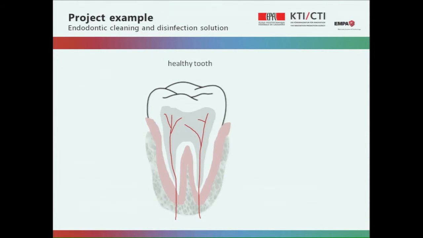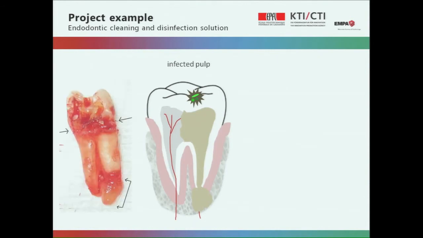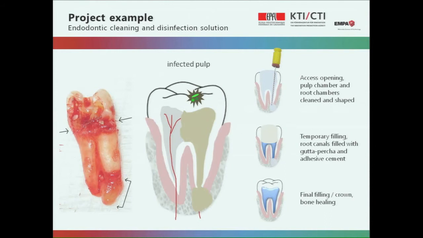Here, I just show you a healthy tooth. It has a structure like this. But when the tooth is infected, especially down in the endodontic root canal, a biofilm can be formed. Here I show you this biofilm formation. The normal treatment is you have to open the tooth and clean the channel. Then afterwards, you have to fill the channel with gutta percha and also the cement. Then you have to place the final filling and the crown, and hopefully you have the bone healing.